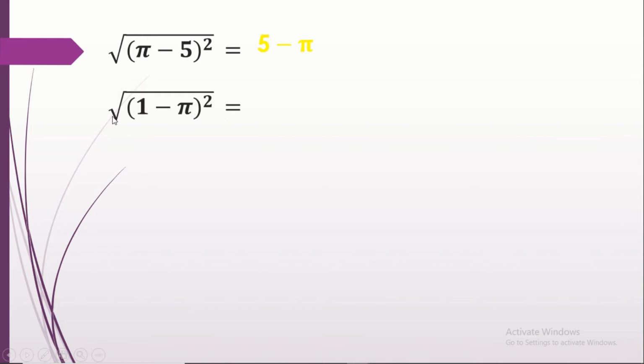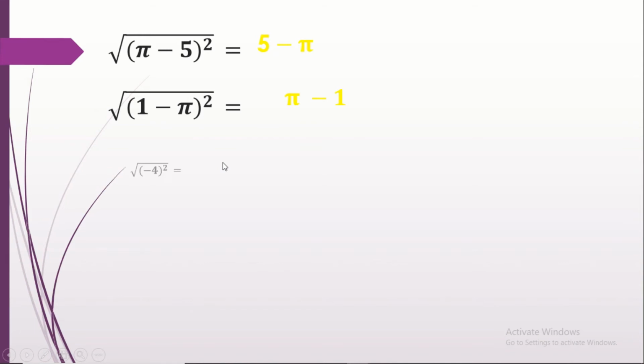Let's solve some examples together. Radical pi minus 5 all square. Pi is 3.14 less than 5. Square cancels radical, but if we keep pi minus 5 smaller minus greater will be negative, so we should write it positive, greater minus smaller, so we write it 5 minus pi. Another example, radical 1 minus pi all square. Here pi is 3.14 greater than 1. Square cancels radical, but can we write smaller minus greater? Sure not. So it will be pi minus 1.